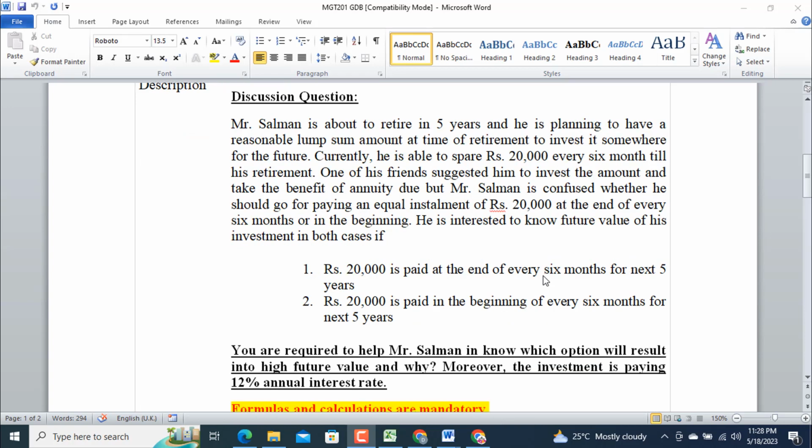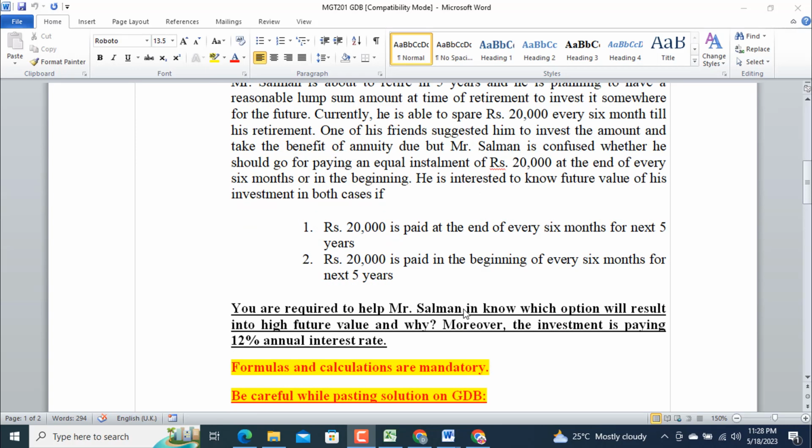If ₹20,000 is paid at the end of every 6 months for the next 5 years, or at the beginning of every 6 months for the next 5 years, and the market interest rate is 12%.